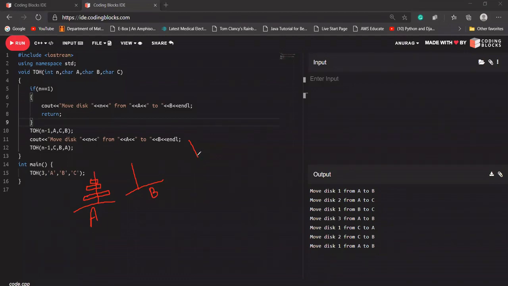This is, let's say, with the help of C. I want to transfer all these disks from A to B with the help of C. What can I do? What is it saying? Move disk one from A to B. Yes, of course, disk one is at the top, so I can directly perform A to B.